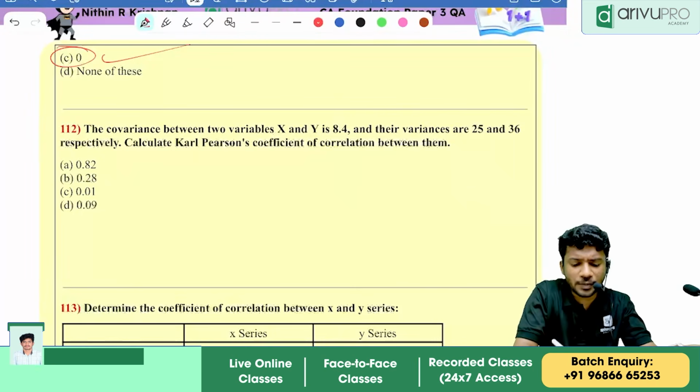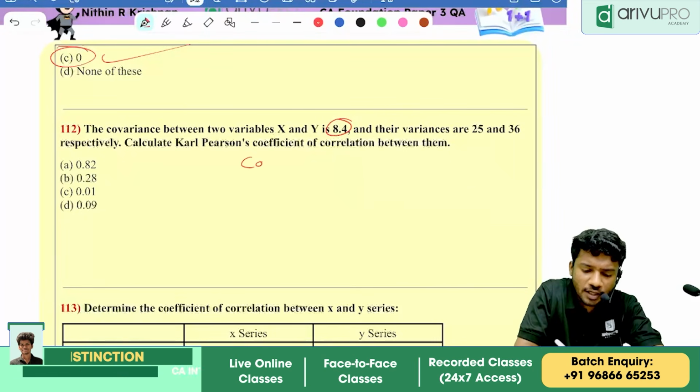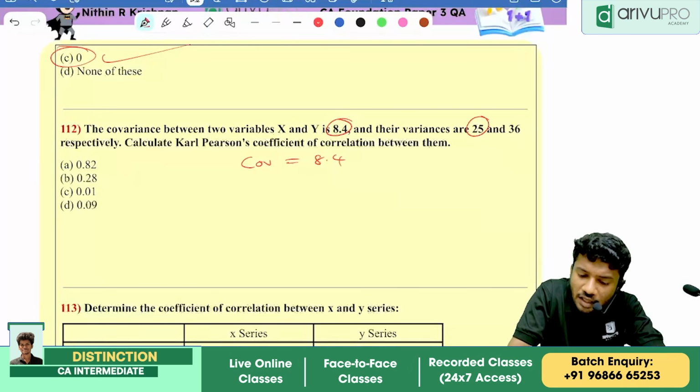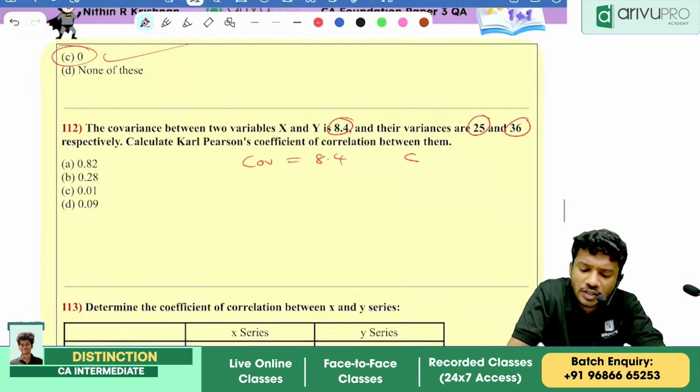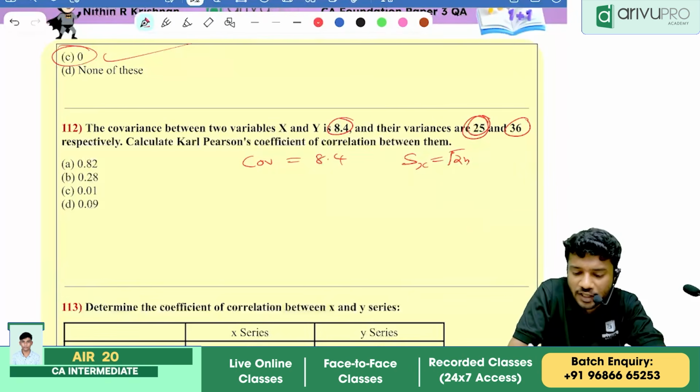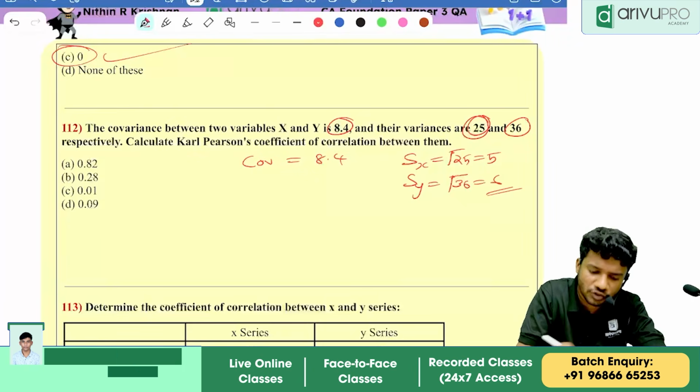The covariance between two variables x and y is 8.4. Their variances are 25 and 36. That means the standard deviation of x is root 25, which is equal to 5. The standard deviation of y is root 36, which is equal to 6.